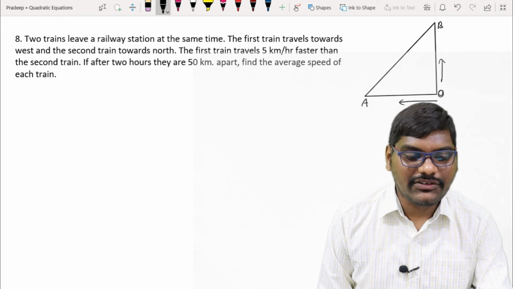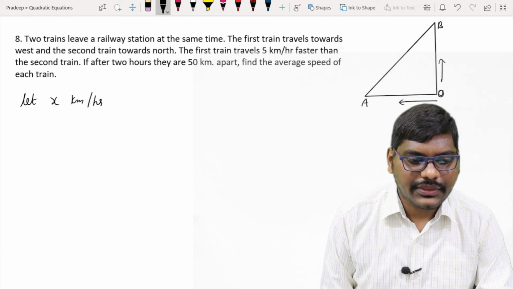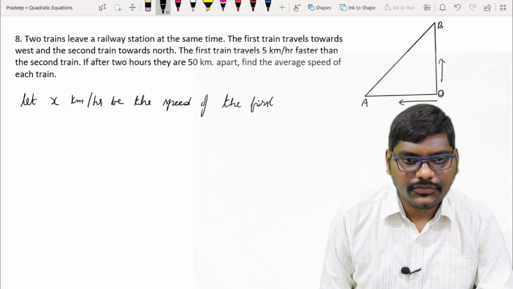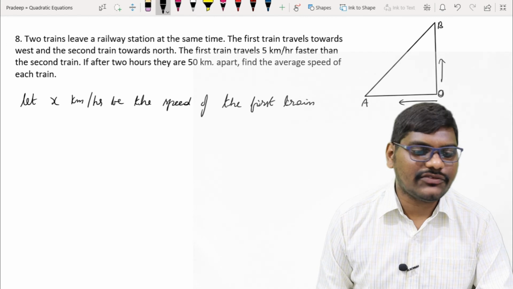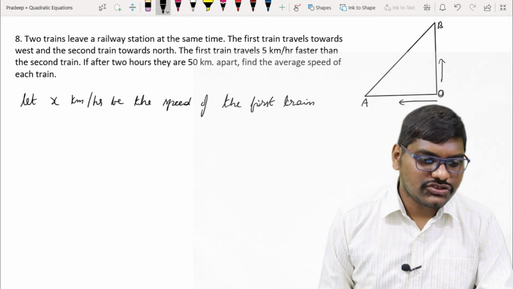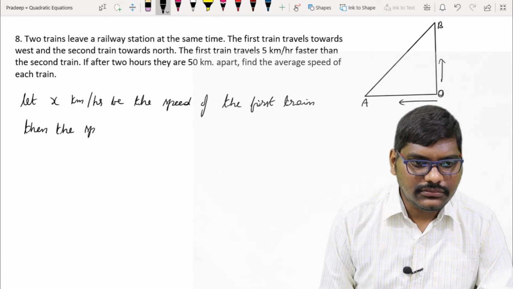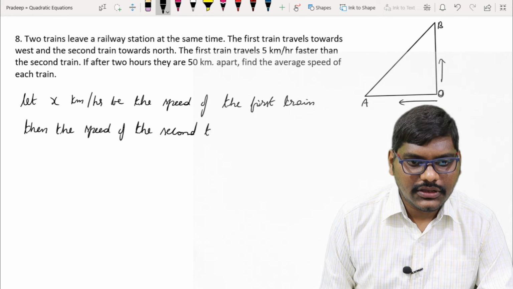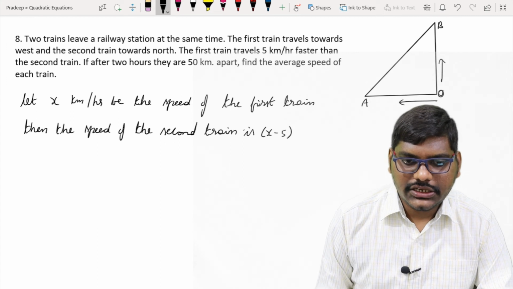So I can write here the given points first. Let x kilometer per hour be the speed of the first train. Whereas the second train is 5 kilometers per hour less compared to the first one. So we can simply take x minus 5. So I can write here the speed of the second train, that I can take as x minus 5 kilometer per hour.